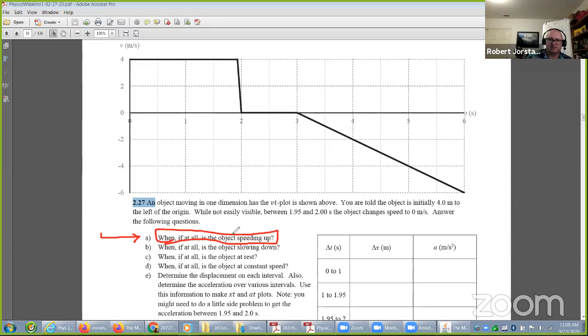So let's think about this. Maybe just do these first four. Don't worry about part E. I'll give you a second to think about that, and then we'll regroup.